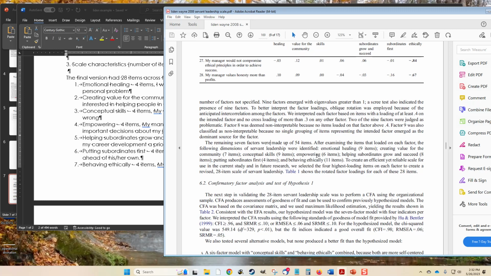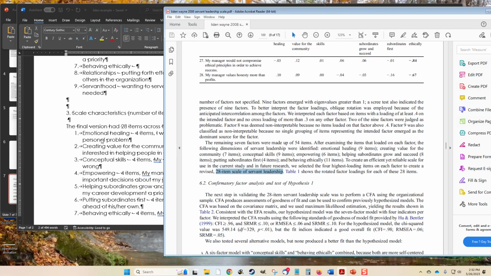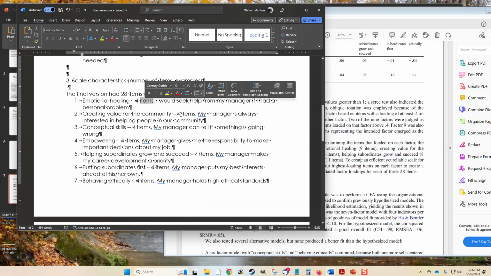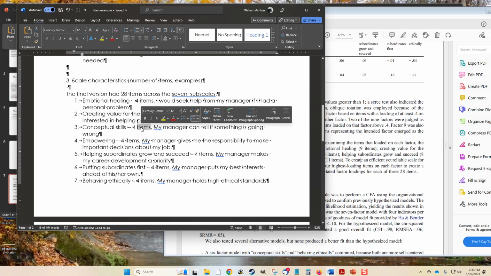9 plus 7 plus 9 plus 6 plus 8 plus 4 plus 11 does not equal 28, and so you need to keep on reading. We selected the 4 highest loading items for each factor to create a 28-item servant leadership scale. So we do know that there are these 7 subscales. Each subscale has 4 items. So the number of items is very easy to get, 4.